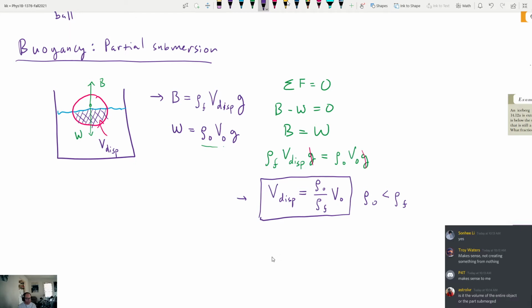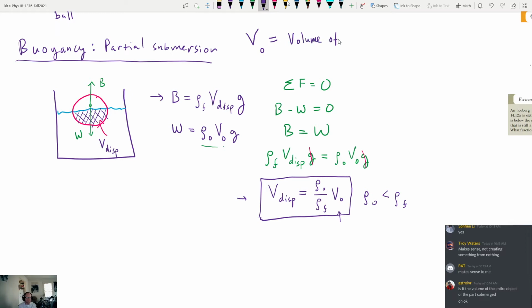So to give you a simple example, what's this question here? Is it the volume of the entire object or the part submerged? V0 is the volume of the whole object, right? I'll make that really clear up here, because with the zero subscript, V naught might sometimes mean V initial or something like that. You might think of it that way. But this is the volume of the object.